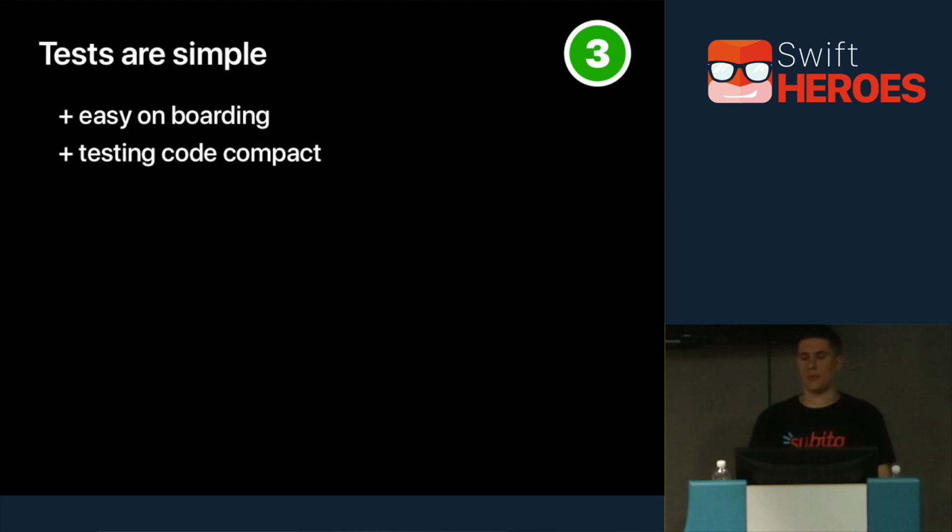Number 3, tests are simple. Testing code is really simple to understand. Even if you don't have a good knowledge of the code base, you immediately get the idea of what the test is doing. And also, writing tests is rather simple, so it's really easy to start after getting the basics. Testing code is also usually very compact compared to the amount of code under test, so you can test a lot with little code. To give you a figure, we estimated that in our code base, a single line of UI test covers approximately 6 lines of app code.